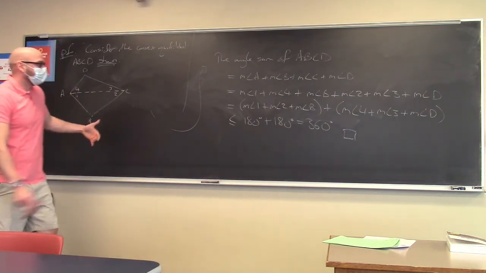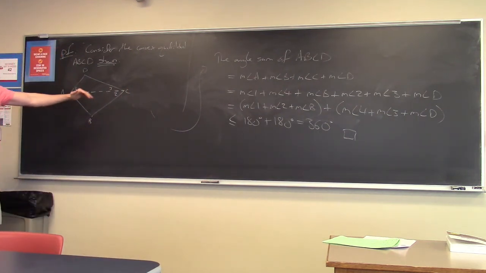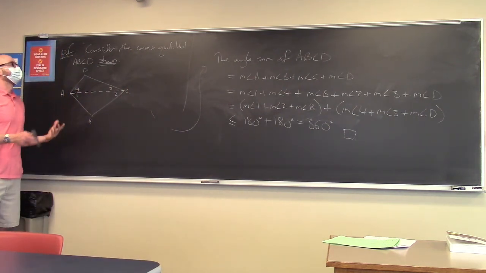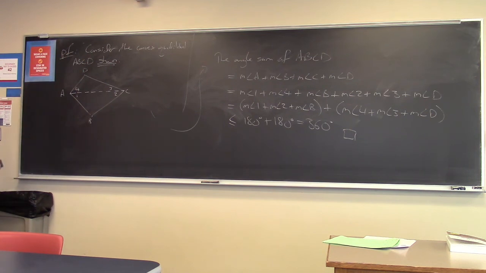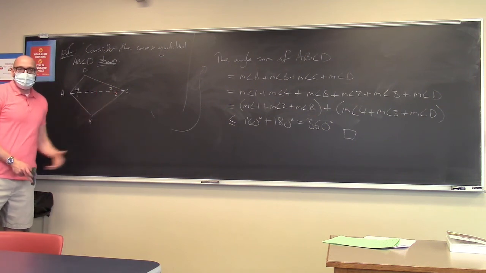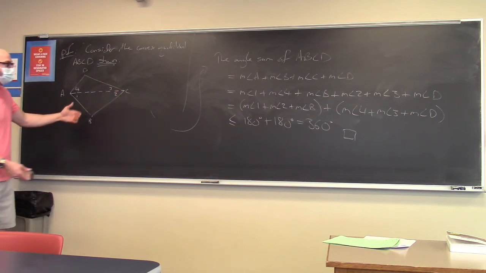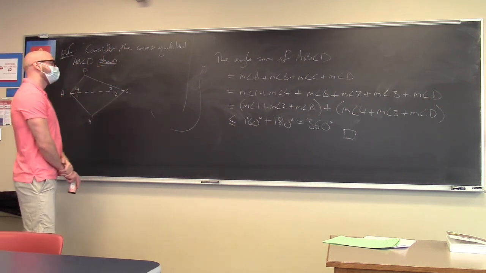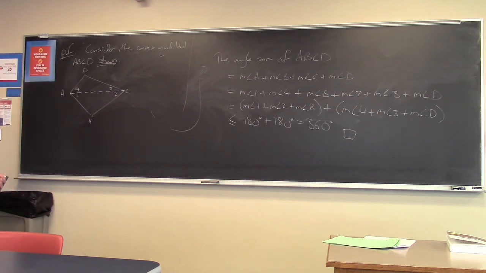So it is an immediate corollary, right? Once you know the angle sum of triangles is less than or equal to 180, now you can do this trick that you always do with larger polygons, at least convex polygons: break them up into triangles, and then look at the angle sum of those triangles to find the angle sum of the whole thing. Any questions?